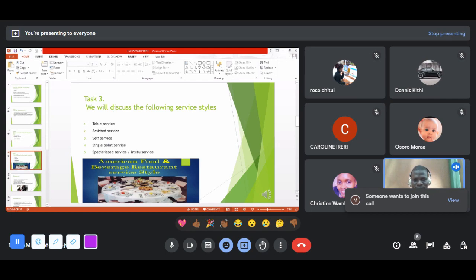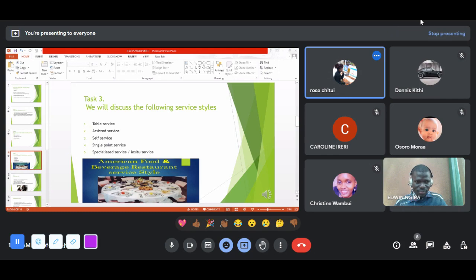Can I get somebody to read for us what is projected on our screens? We will discuss the following service styles, the styles that are available. These are categories of styles. Read, please. I think Rose has a problem with her network. Who can read for us? Dennis, are you in a position to read?